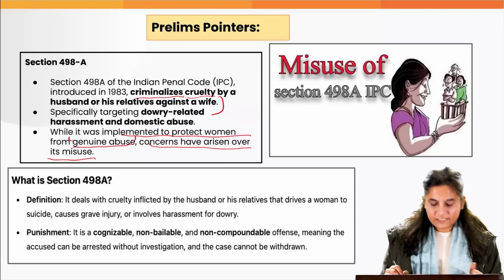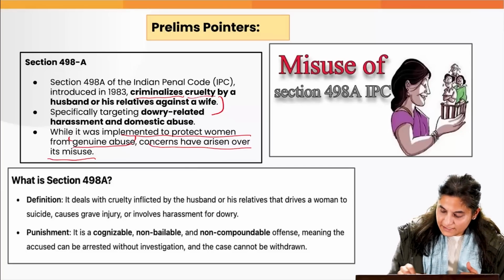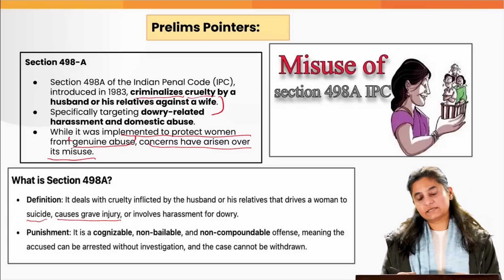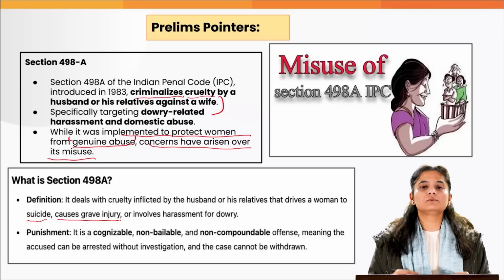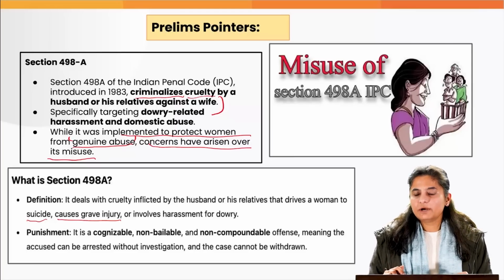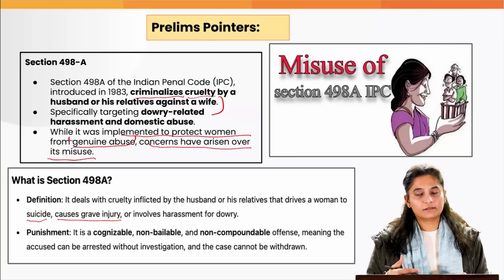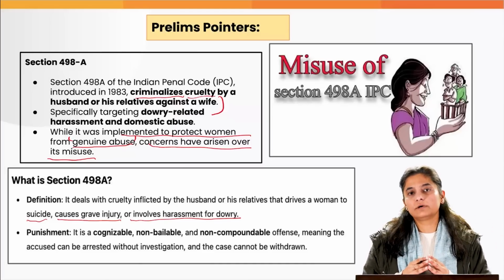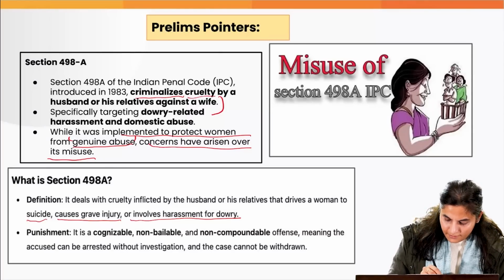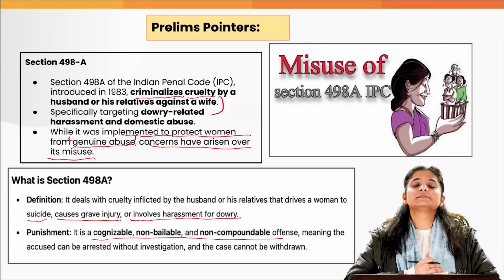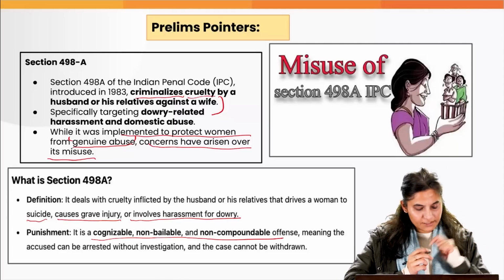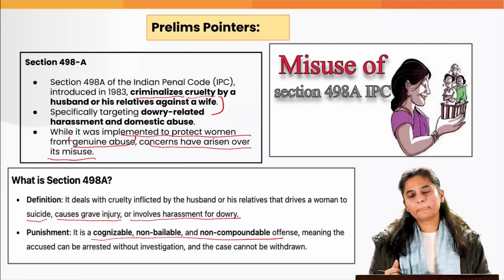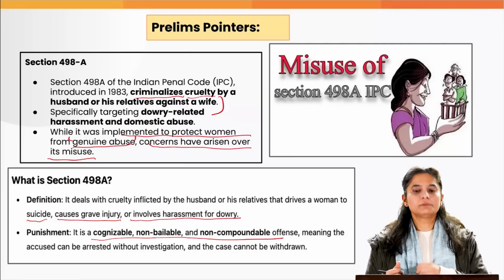So, like I said, it deals with cruelty inflicted by the husband or his relatives that may drive a woman to commit suicide, which we also have witnessed in some of the cases where the use of this section stands correct. But what if more cases than the actual ones are seen where these provisions are used in false cases? Then the punishment. One primary issue is that this section itself has another sub-provision where it recognizes such an act to be cognizable, non-bailable and non-compoundable.